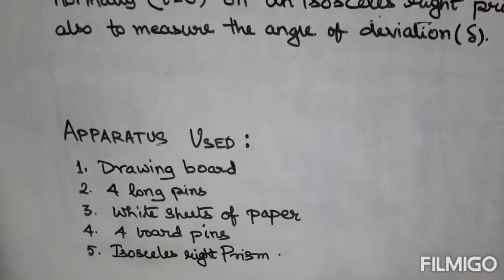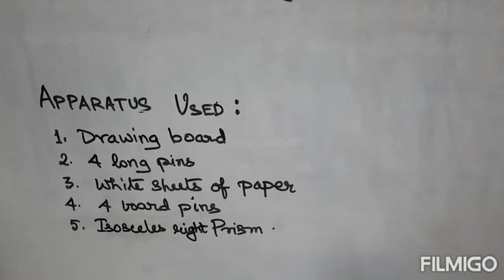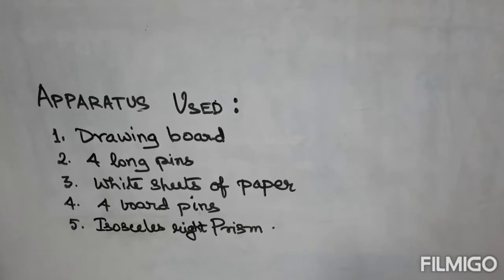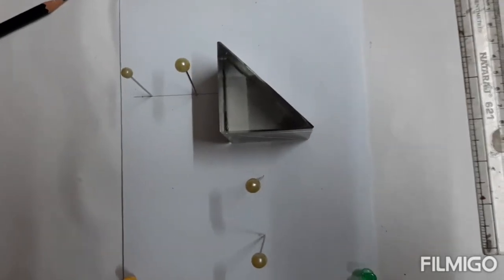Apparatus used: drawing board, long pins, white sheets of paper, board pins and one isosceles right-angled prism. An isosceles right-angled prism is taken.